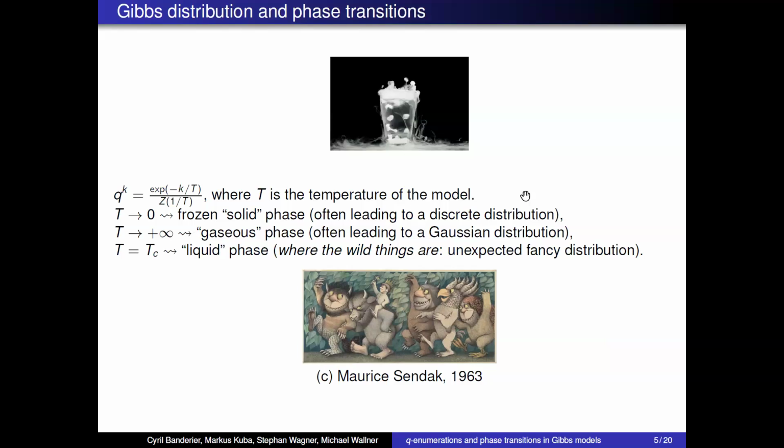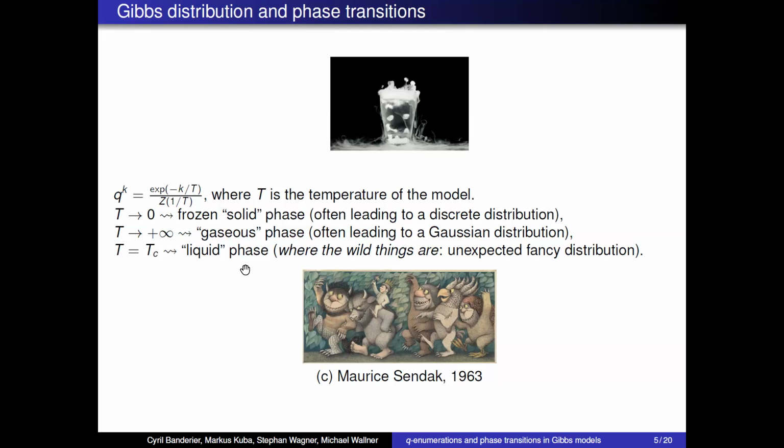So for sure, the change of variable which I mentioned before to make the link between the partition function and the logarithmic function will be this change of variable. And quite often in statistical mechanics, T can be seen as the temperature of the model. So here you have a glass of water. If T is 0, then you are kind of freezing your object. So this is the solid phase. And quite often in this case, you get a discrete distribution. We will see it in our example later. On the contrary, if T is very large, you get some gaseous phase and quite often a Gaussian distribution.